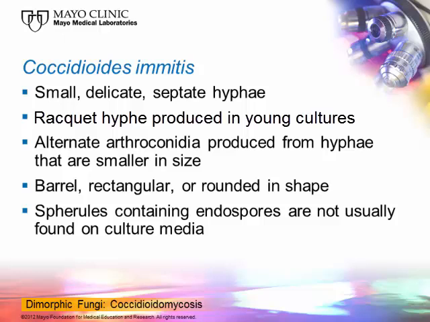One thing that is important to look at, because there are lots of these fungi that produce arthroconidia, is the size of the hyphae that are producing these arthroconidia. The hyphae are a whole lot smaller than these arthroconidia. These arthroconidia can be barrel-shaped, and a lot of times they are that. They can be rectangular or even rounded in shape. You generally do not see spherules or endospores on culture media. You see these alternate arthroconidia.